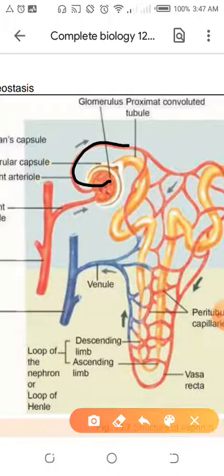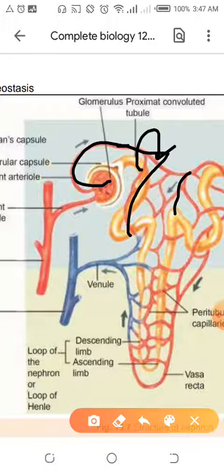Why is there a need for the efferent arteriole? The reason is to absorb the digested food and the useful components once again into the blood. It breaks down into capillaries, the red colored capillaries, the peritubular capillaries. The useful components now go into the peritubular capillaries.